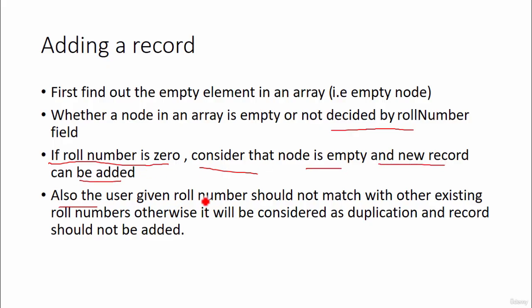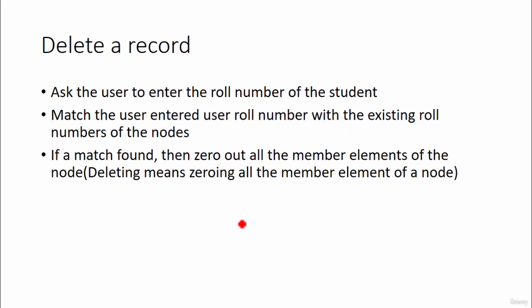Also, the user given roll number should not match with other existing roll numbers, otherwise it will be considered as a duplication and the record should not be added. So that's how you add a record. How do you delete a record?